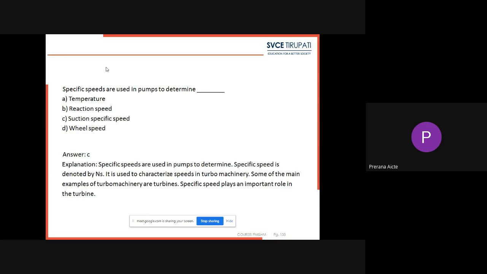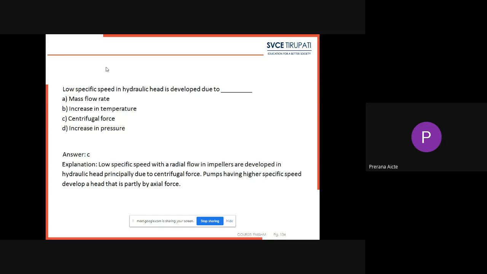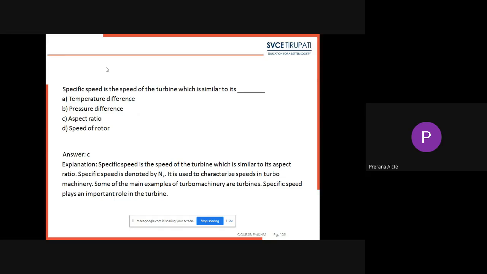Next one, the specific speeds are used in pumps to determine suction specific speed. Next one, low specific speed, the hydraulic head is developed due to centrifugal force. The next question, the specific speed is the speed of the turbine which is similar to its aspect ratio. Why? Because the specific speed is the speed of the turbine which is similar to the aspect ratio.